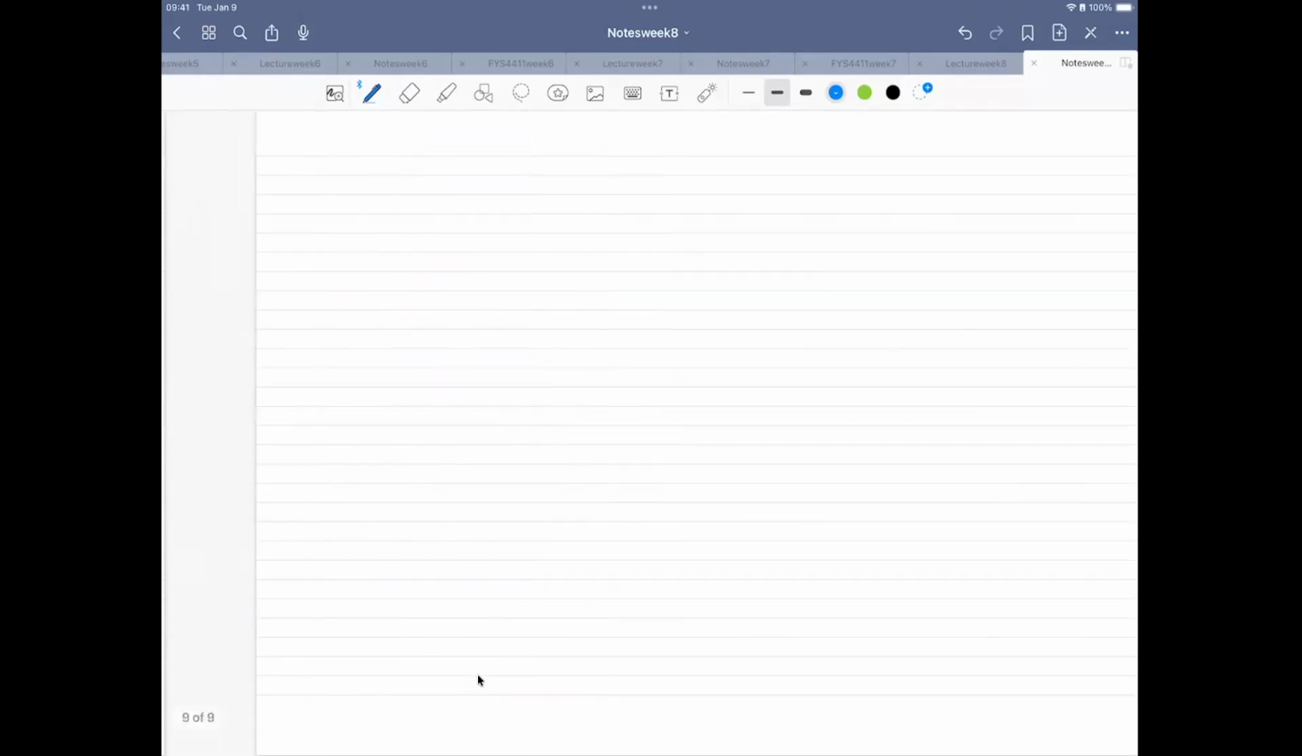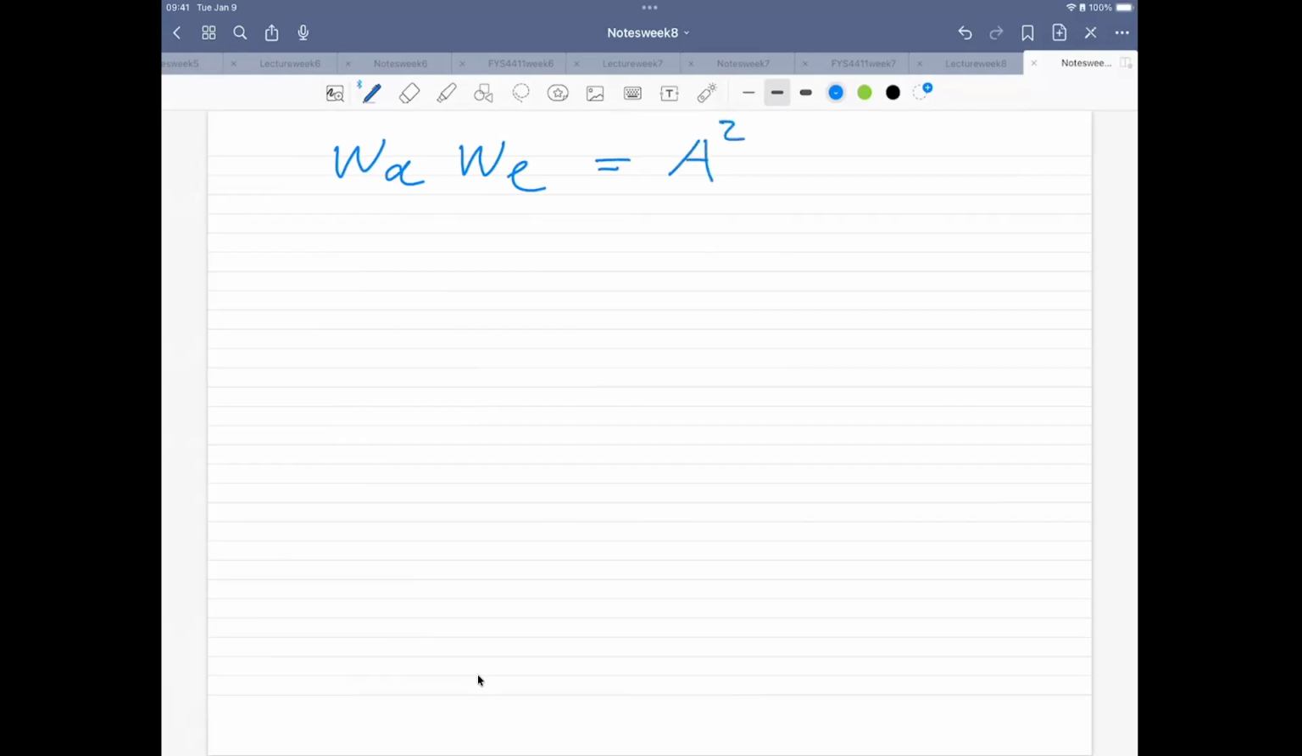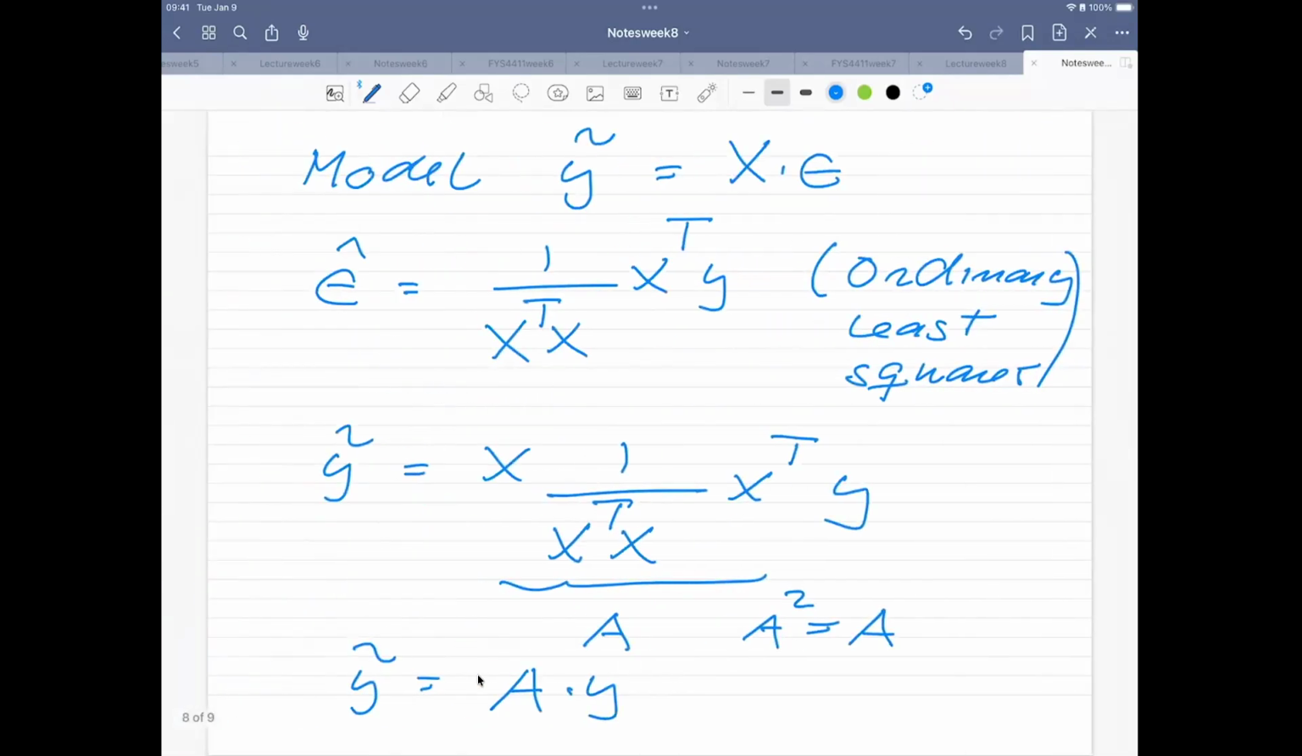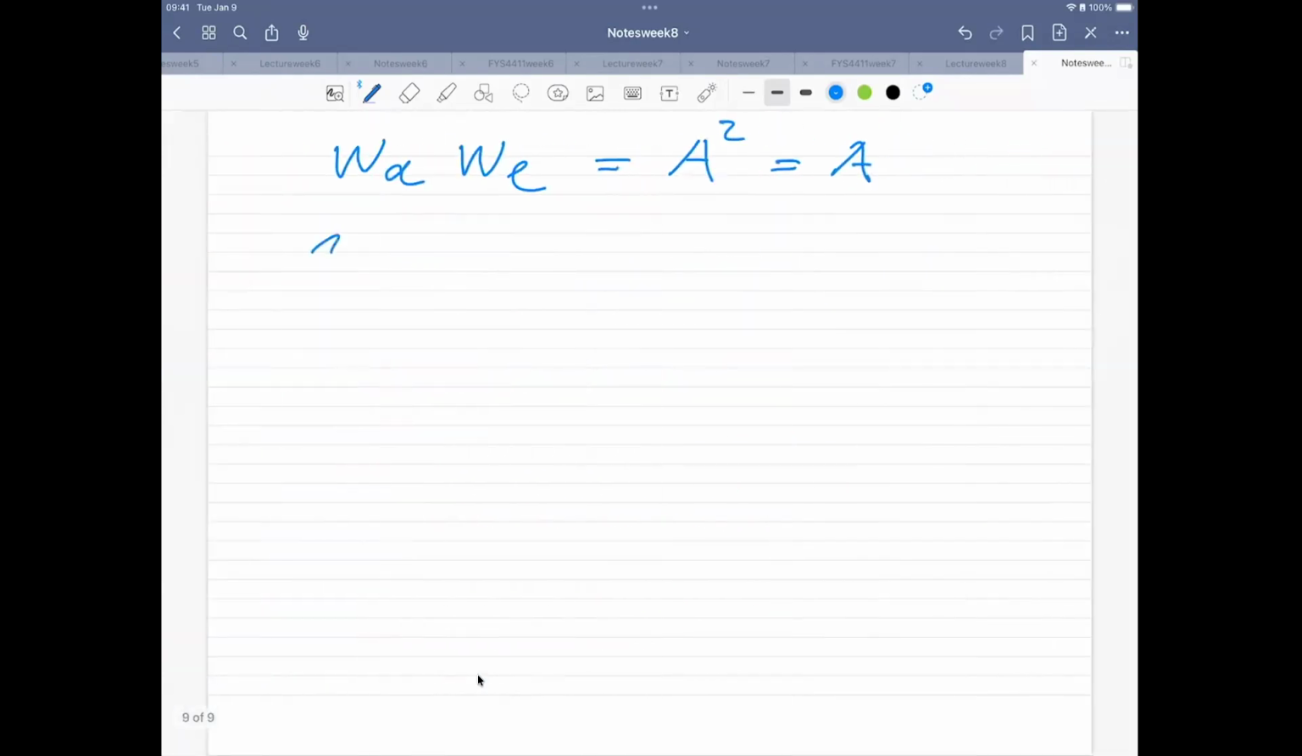Now, for this specific case, if we go back to the reconstruction error, it means that our reconstruction error, which is given by WD times WE if we think of these as matrices, is now actually given by A squared, which again is equal to A. In this specific case, what I wanted to emphasize is that there is no dimensionality reduction. I'm dealing with the full dimensionality of the matrix A.